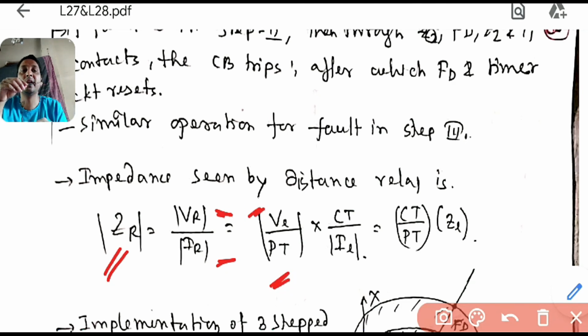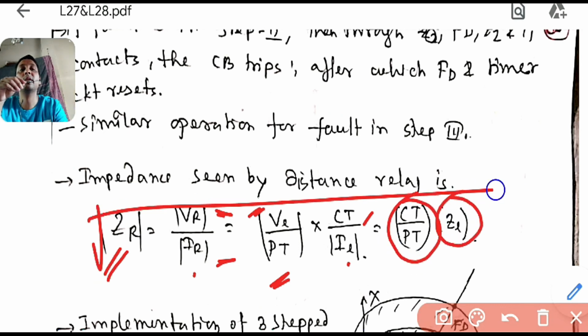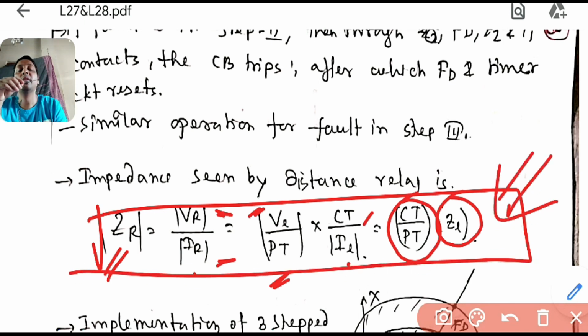By what ratio are you dividing? What is relay current? Actual current divided by CT ratio. So it is a division, and if you take the ratio, it will reverse. So ultimately it will be CT ratio by PT ratio into ZL. You remember this formula, a very nice formula to remember. So the actual line impedance is ZL, but the relay is not sensing ZL. It is sensing it reduced by a factor, CT by PT. It may be reduced, it may be increased. It depends on the ratio also. So this is the actual Z that the relay is sensing.